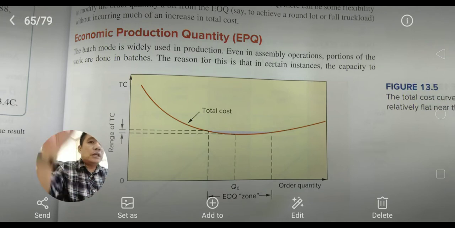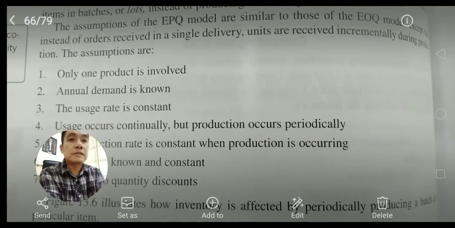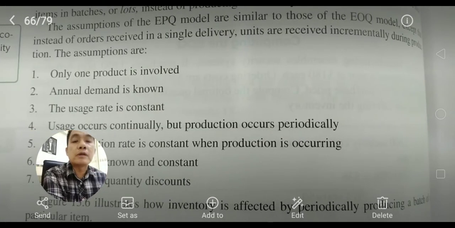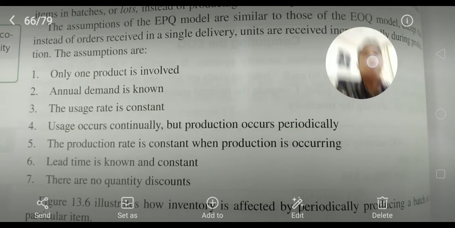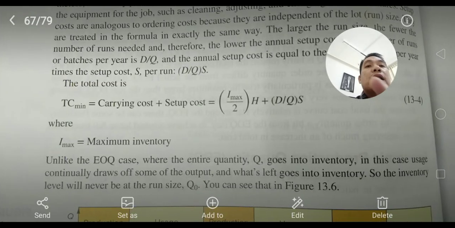Now, if you look at the formula, let's look at the formula na ha. Next slide, please. Ito yung sinasabi kong assumptions, no? Okay. The number 5 assumption is what makes EPQ unique. The production rate is constant when the production is occurring. Yun lang yung pinagkaiba niya sa EOQ. Okay? So let me move on to the next slide.